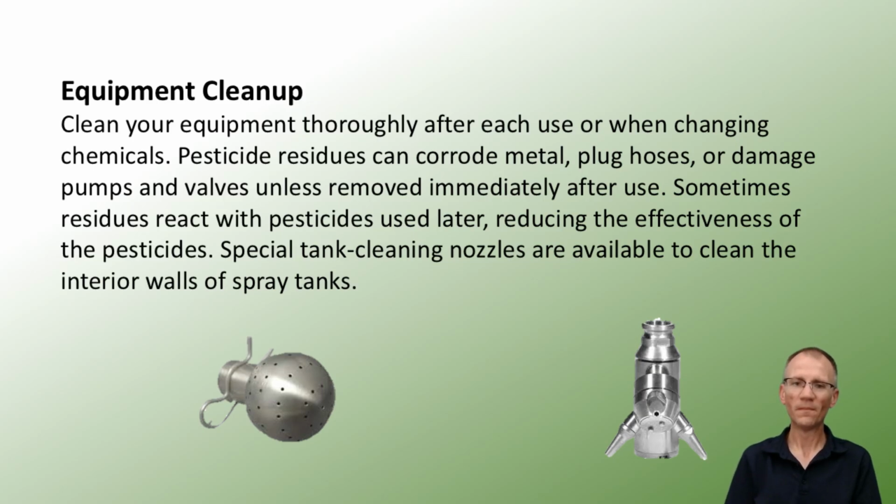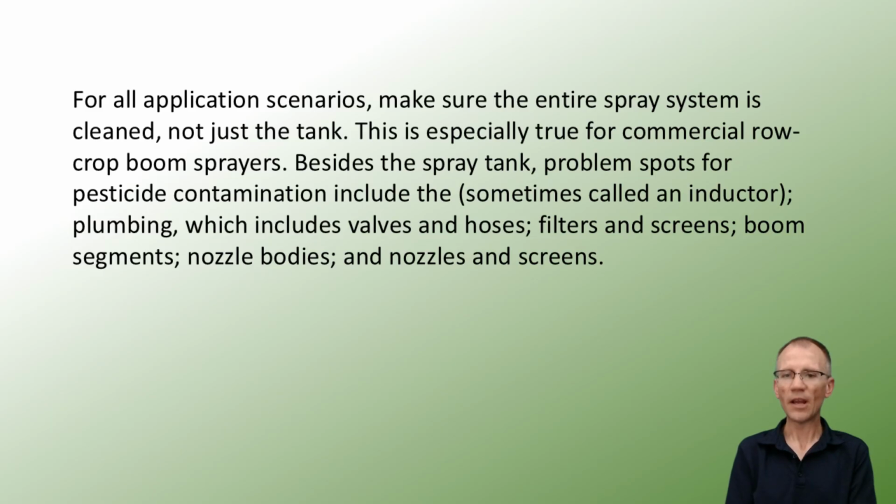moment ago. For all application scenarios, make sure the entire spray system is clean, not just the tank. This is especially true for commercial row crop boom sprayers. Besides the spray tank, problem spots for pesticide contamination include the sometimes called an inductor, plumbing, which includes valves and hoses, filters and screens, boom segments, nozzle bodies, and nozzles and screens.